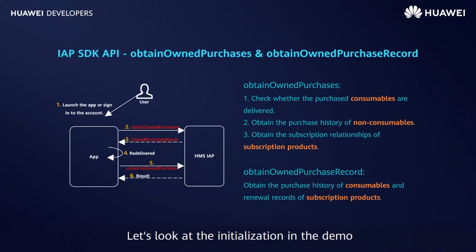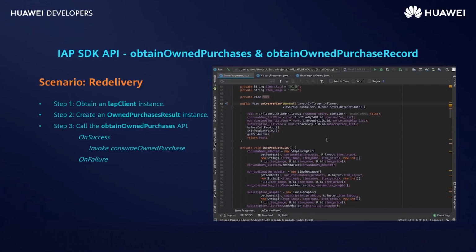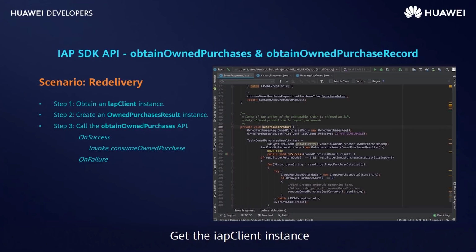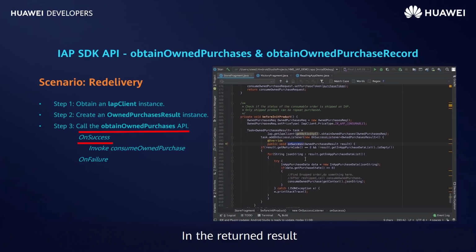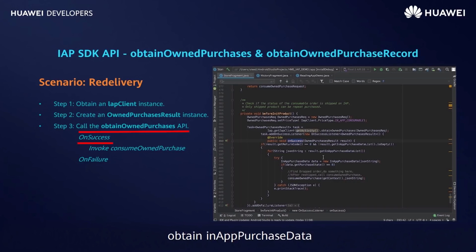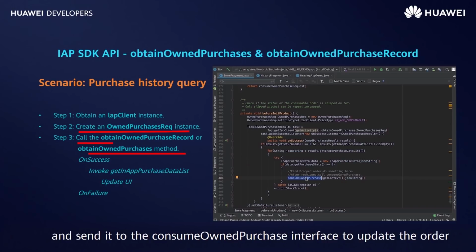Let's look at the initialization in the demo. In the initialization operation of the Store interface, get the IAP client instance, create the owned purchase request object, and set price type as consumable. Call the obtainOwnedPurchases interface. In the returned result, obtain InAppPurchaseData of each product and send it to the consumeOwnedPurchase interface to update the order.